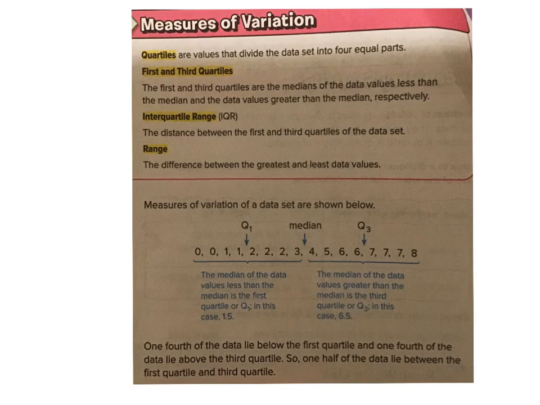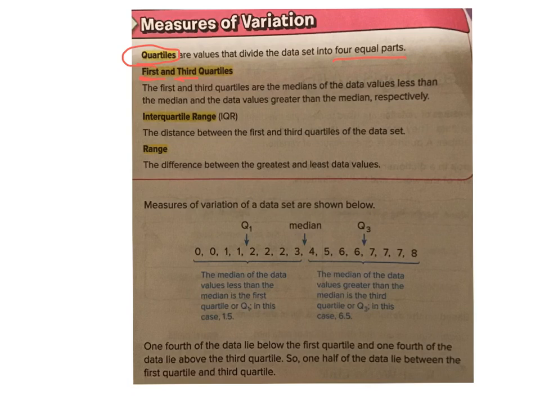So I got this page of our book, and I'm going to circle some words that are important. Quartiles: values that are divided into 4 equal parts, like quart, quartet, quart, 4. So that equals 4 different parts. Okay. And then we're going to be talking about the first and the third quartiles.